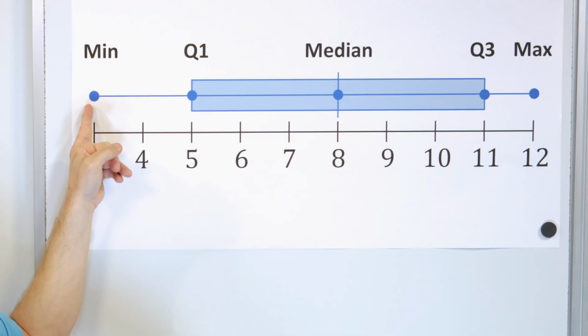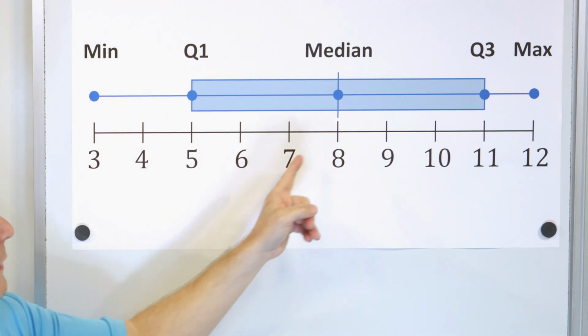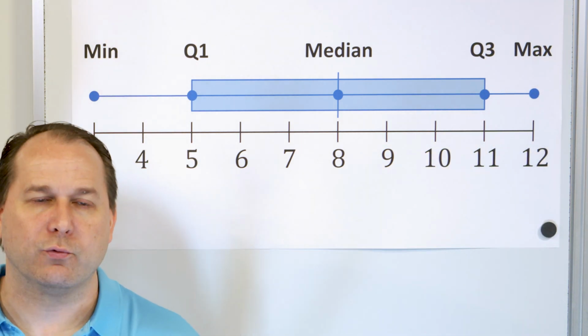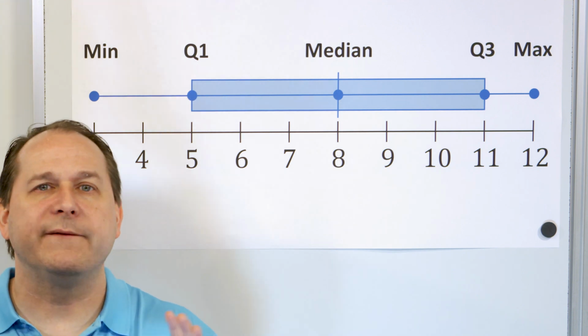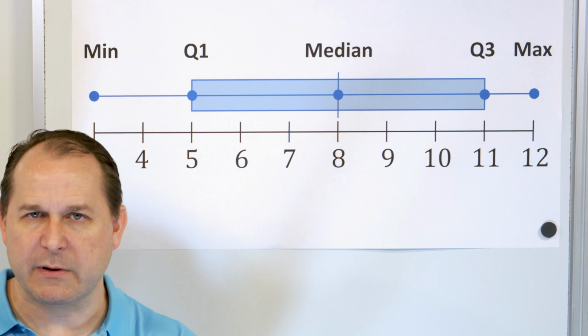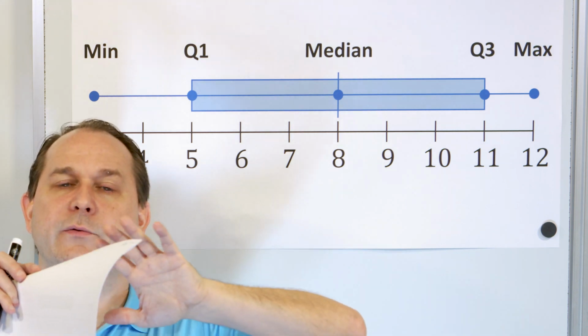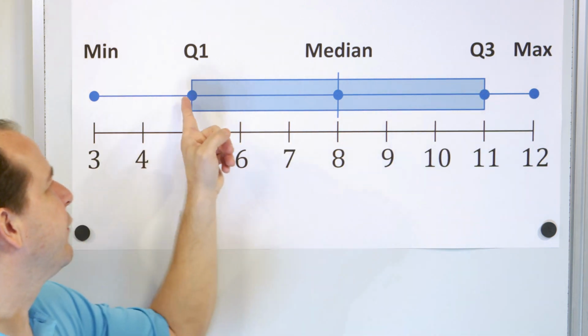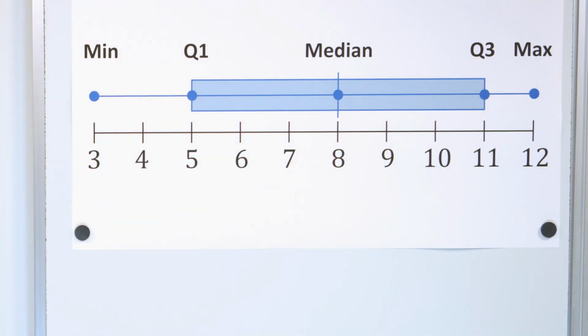And the lowest value in the data set, the minimum, is over here at 3 and the maximum is over here at 12. So it's graphically representing all of the information at a glance that you can see from the data. You can see the maximum, the minimum, the quartiles, the median, and all of these things in one place. And it looks like a box with two little whiskers coming out of the end. So it's called a box and whisker plot.